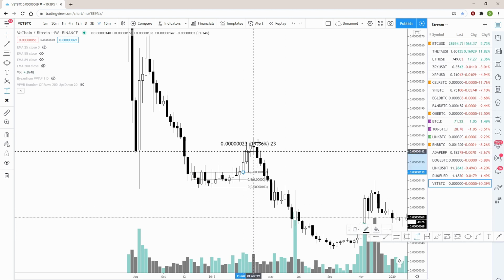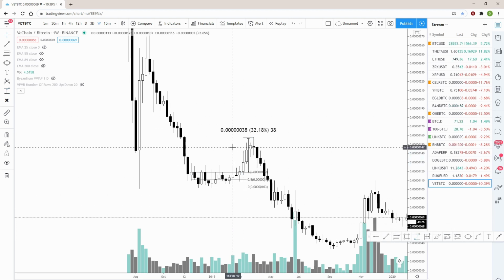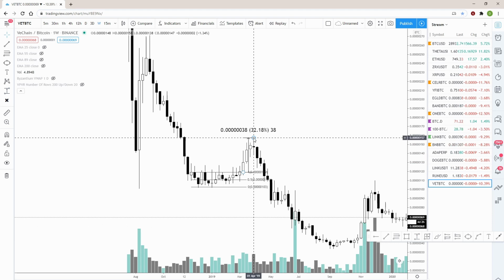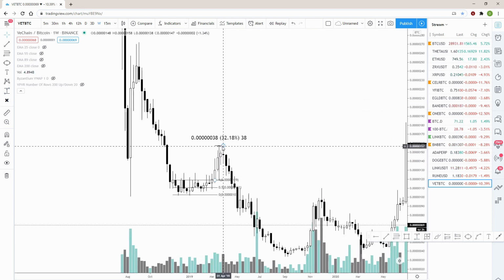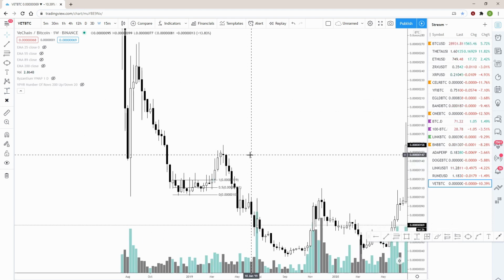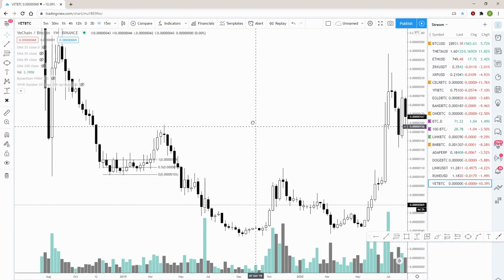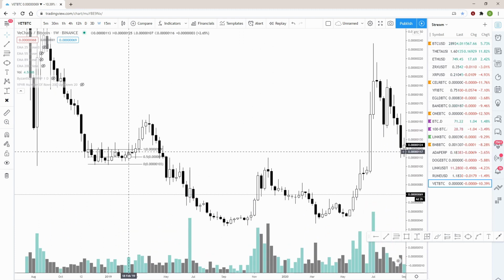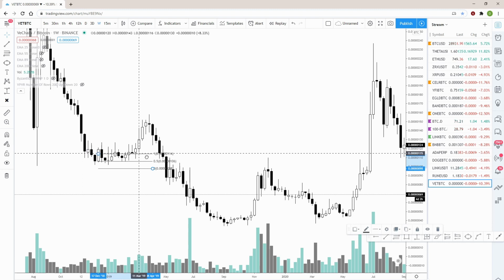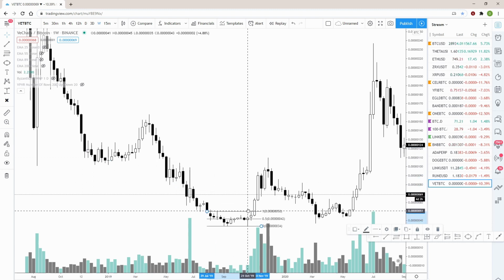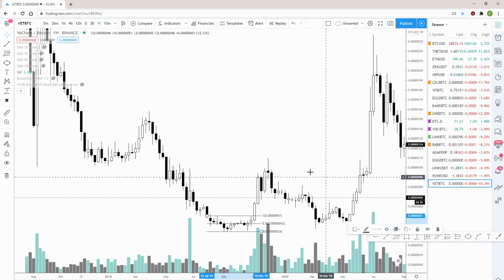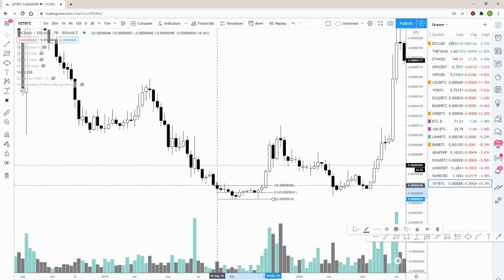Price eventually did make a big move up, 30%. Not huge relative to regular altcoin moves. And then it further went down. But as I said, this is not a discussion on bearish or bullish market structure. This is really just a discussion on trading ranges.